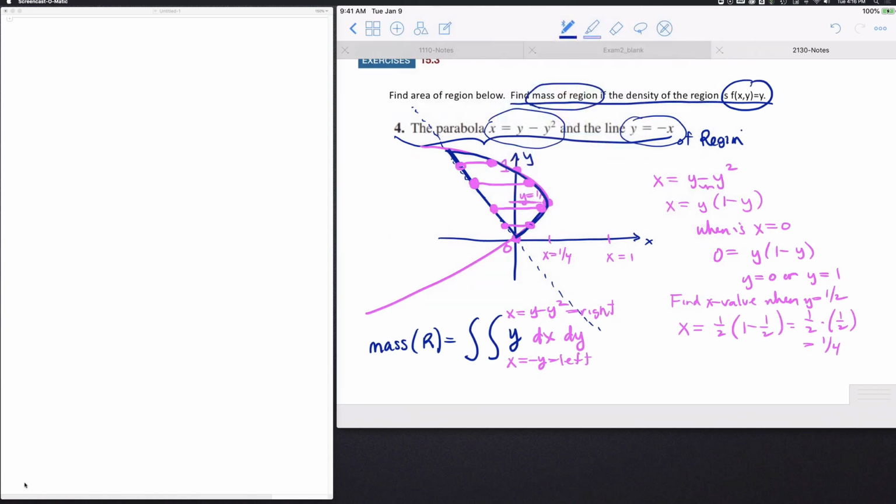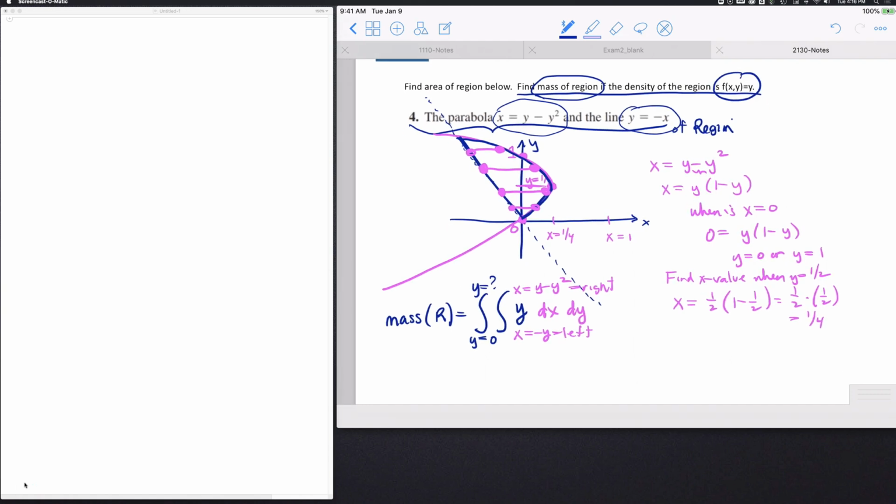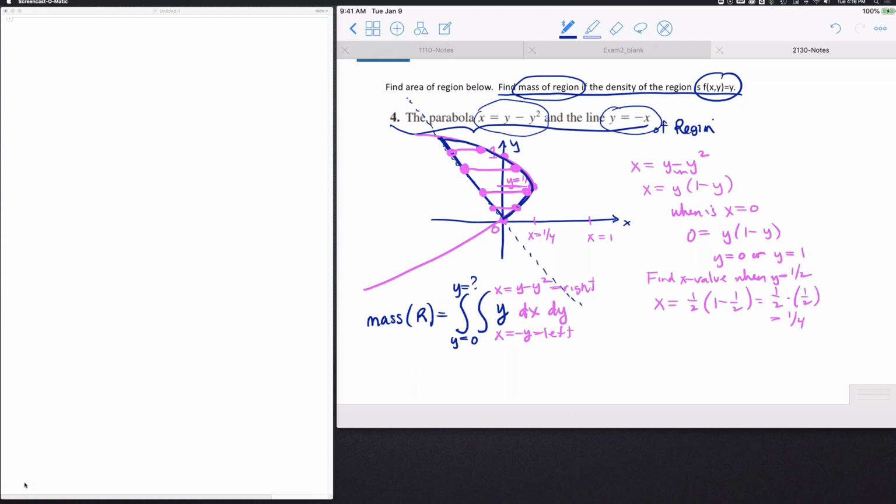Then y goes from 0 up to y equal to something we're not sure of yet. We need to figure out the y value of intersection. We can see that x is equal to y minus y squared, and also x is equal to negative y. So we want to figure out where these two functions intersect, which tells us that y squared minus 2y has to equal 0.